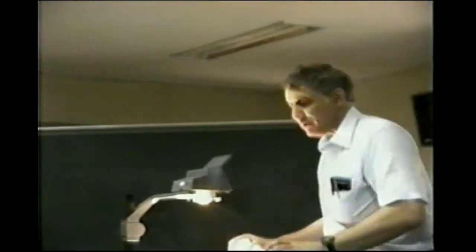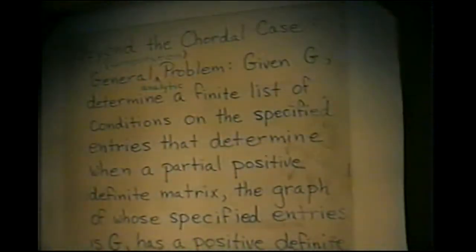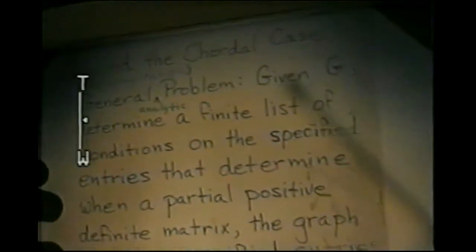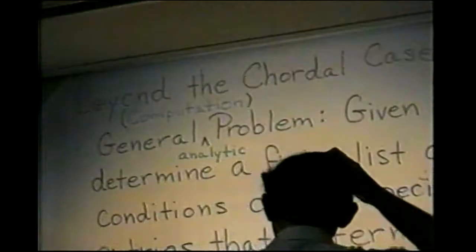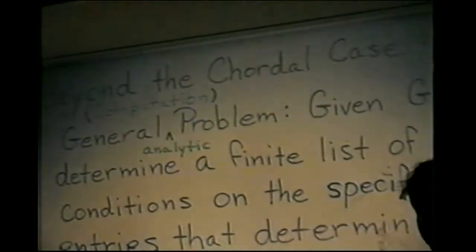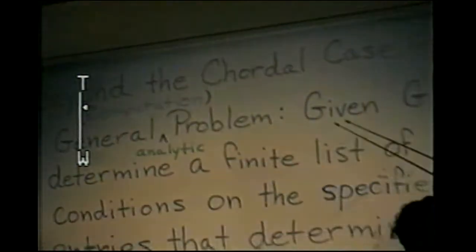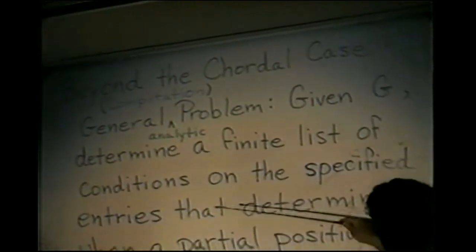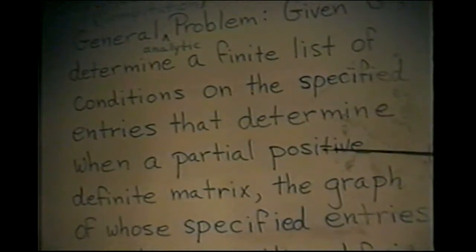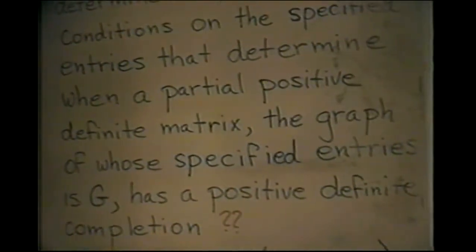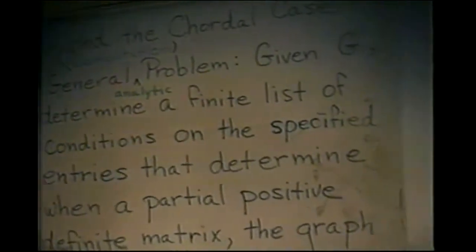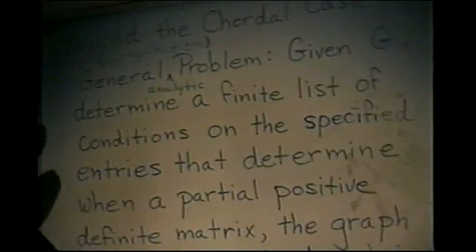Okay. So now I've given you a pretty good idea of what happens in the chordal case, and a few things that don't depend on chordality, but let me see what can be said beyond the chordal case, okay? So, the general problem is the following. You give me any old graph, and I'd like to know what are the conditions on the specified entries that determine whether or not a partial positive definite matrix with that graph has a positive definite completion. So we now understand this rather fully for chordal graphs. That's a really nice case. I don't need to know anything beyond partial positive definiteness. But what about other graphs?